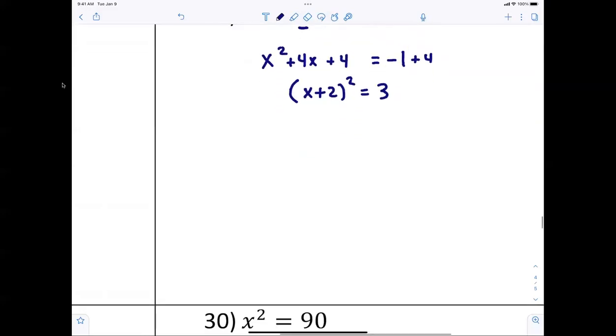And then from there, square root: x plus 2 equals plus or minus square root of 3. So x equals -2 plus or minus square root of 3. Anybody have any issues with that?